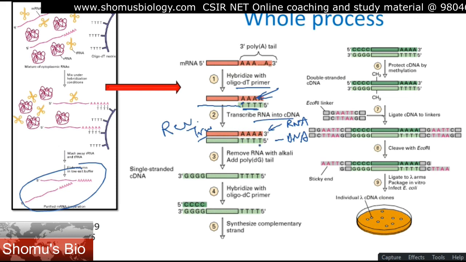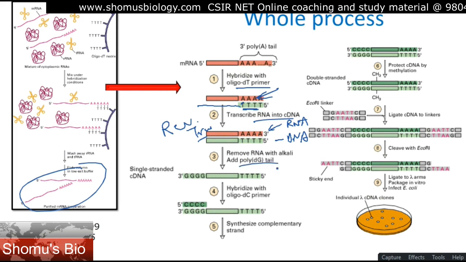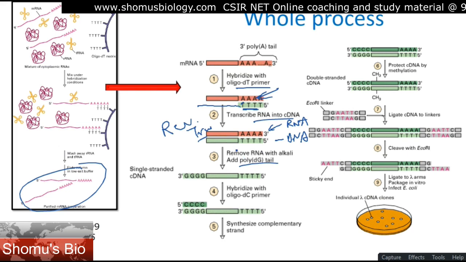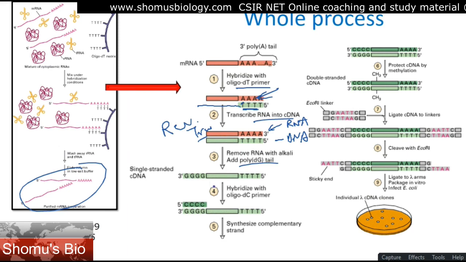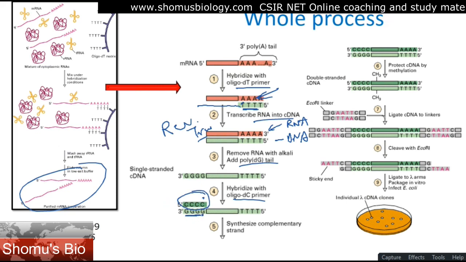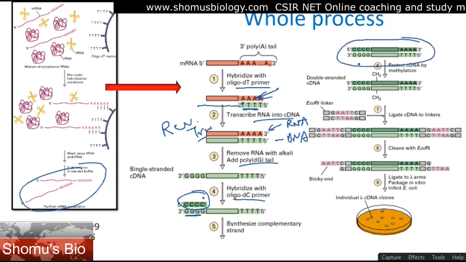So once the DNA is prepared using an RNA template, we also add poly G at the end, okay, and we then use alkali to remove the RNA. Separation of the DNA-RNA hybrid is done with the alkali, and then we add an oligo-dC primer, because we have already added G, so the oligo-dC primer will bind to the G, and then again the 3' hydroxyl is free, so we add nucleotides to synthesize. So both the strands of the DNA can be synthesized.